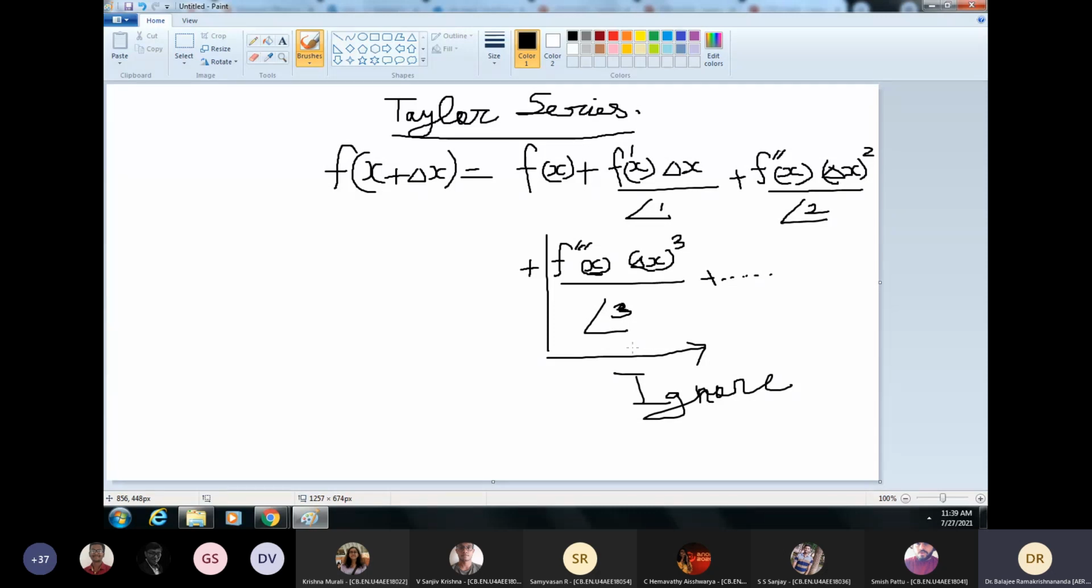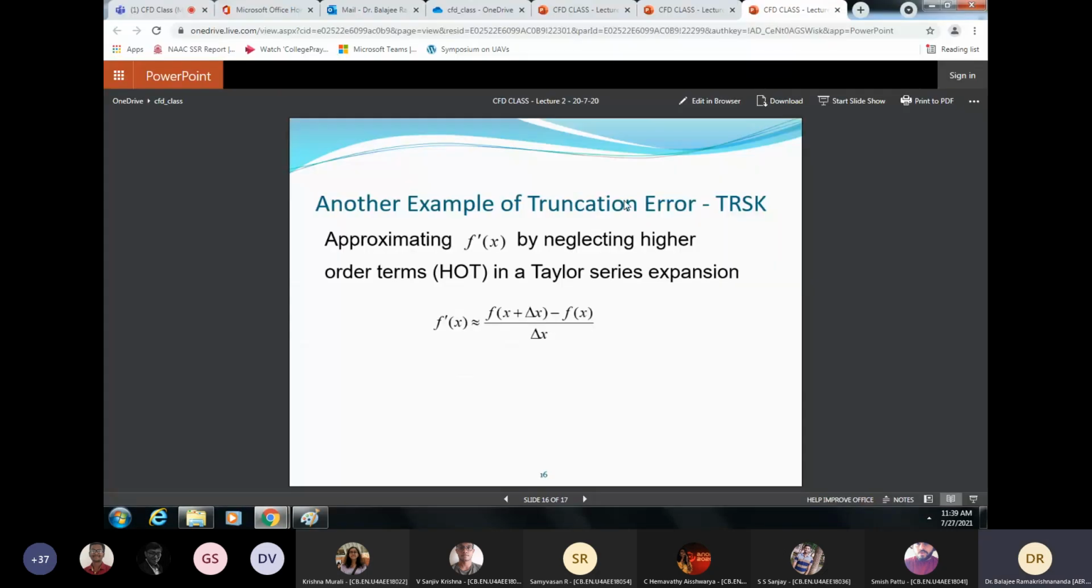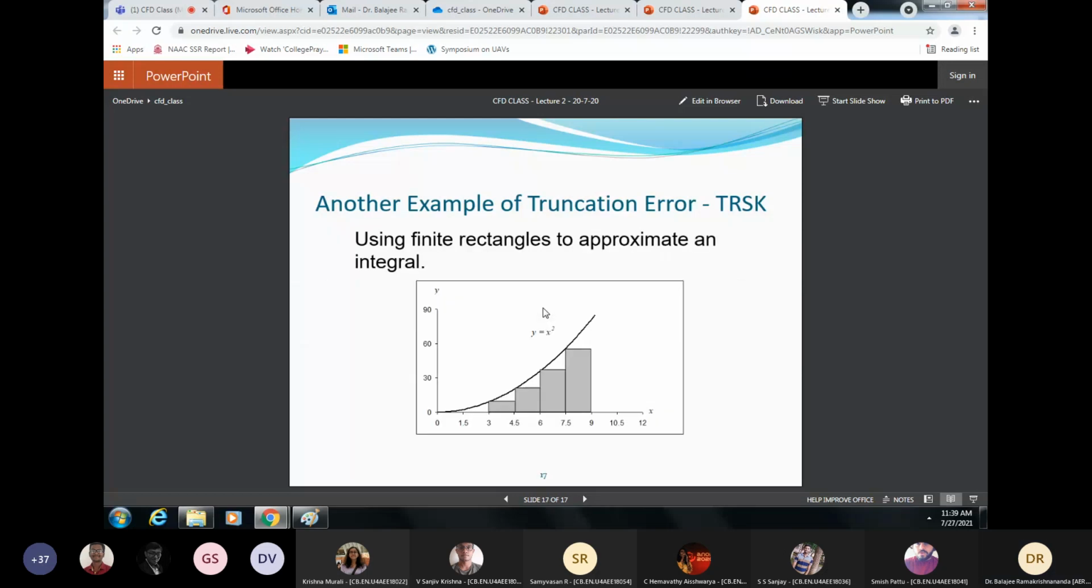What type of error is this? Truncation error or discretization error. That error will be more. Okay. So discretization error will be more if my delta x is more. Fantastic.